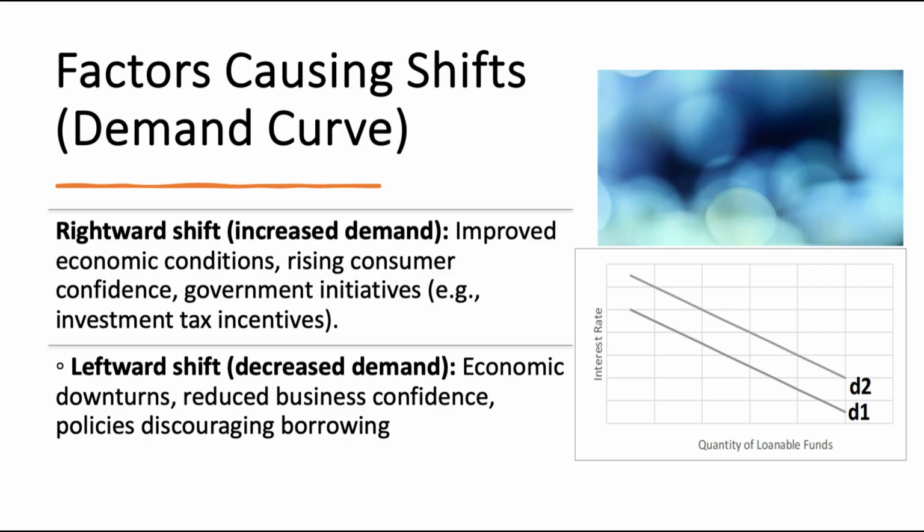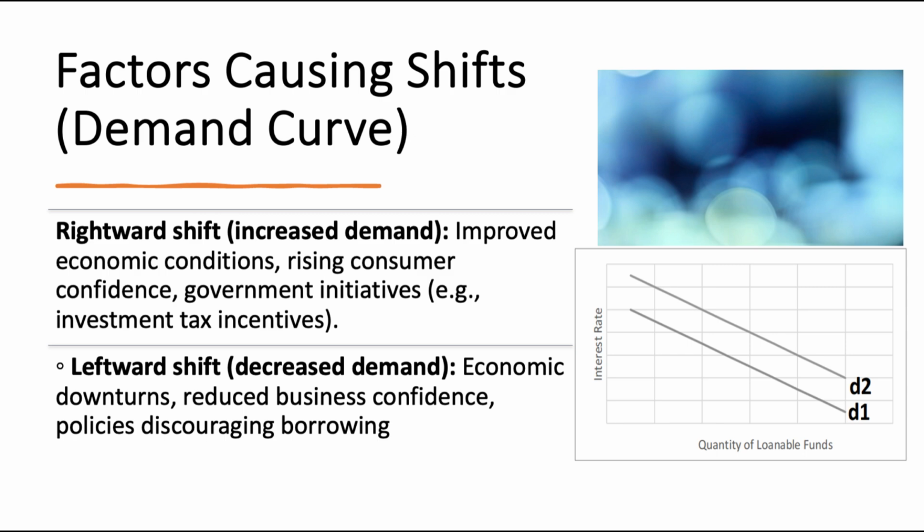Let's now look at the factors that cause shifts in the demand for loanable funds. A rightward shift, or an increase in demand, happens when more people and businesses want to borrow. This usually occurs during improved economic conditions, when incomes are rising and businesses are confident about expanding. Government initiatives, such as investment tax incentives or subsidies, can also encourage borrowing because they make investments more attractive and less costly.